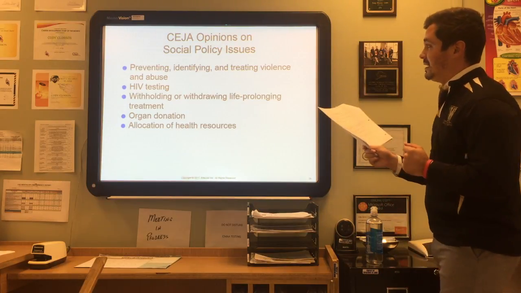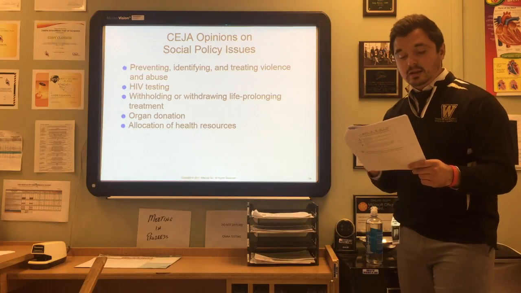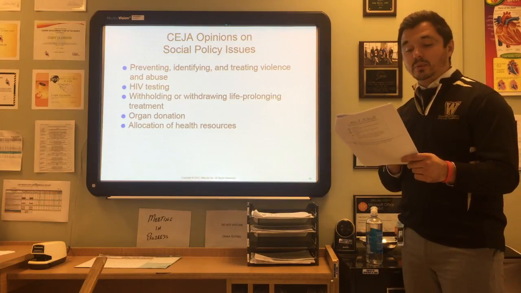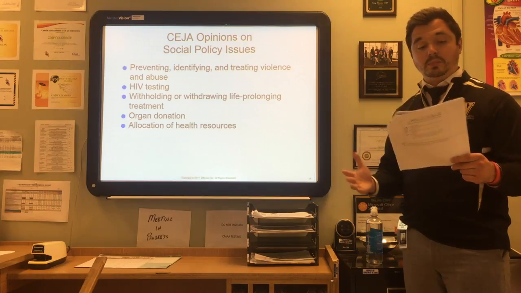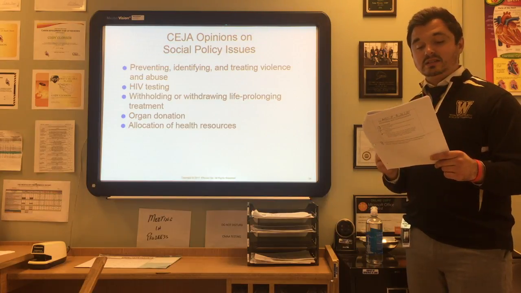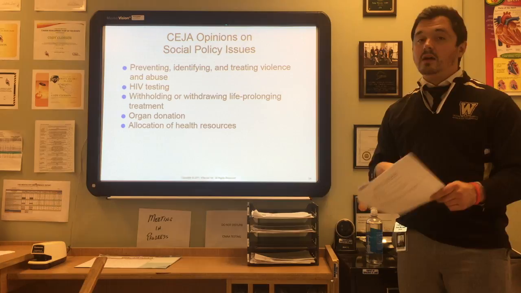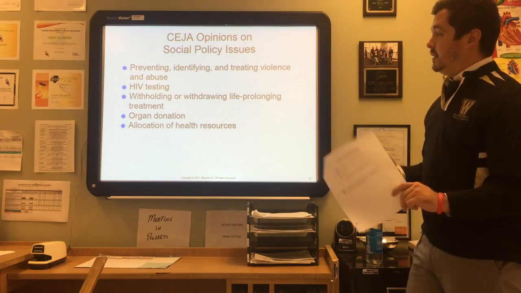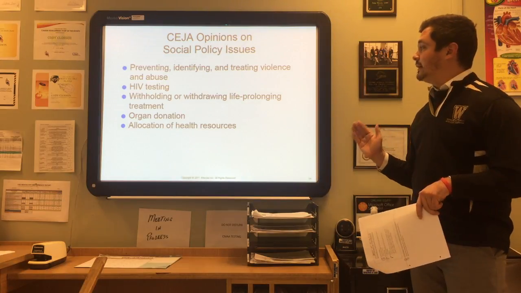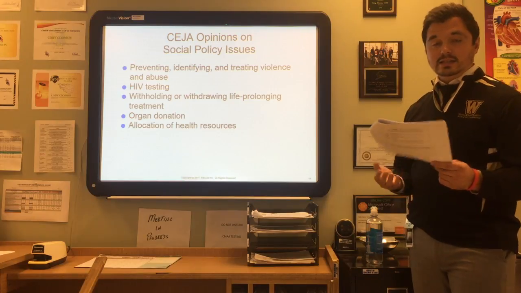The next one is HIV testing. CEJA states physicians should promote routine HIV screening for all patients, and providers must attempt to prevent HIV-positive individuals from infecting third parties. The next one is withholding or withdrawing life-prolonging treatment.